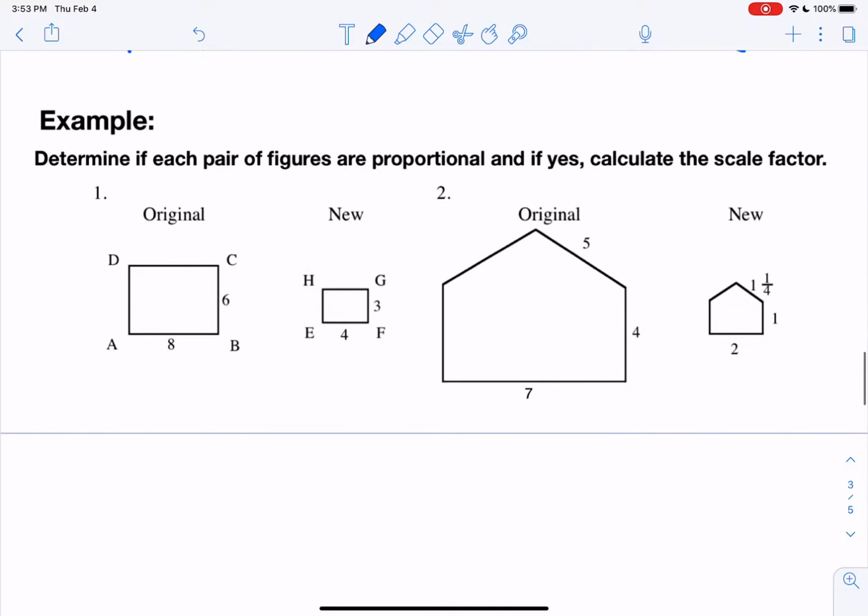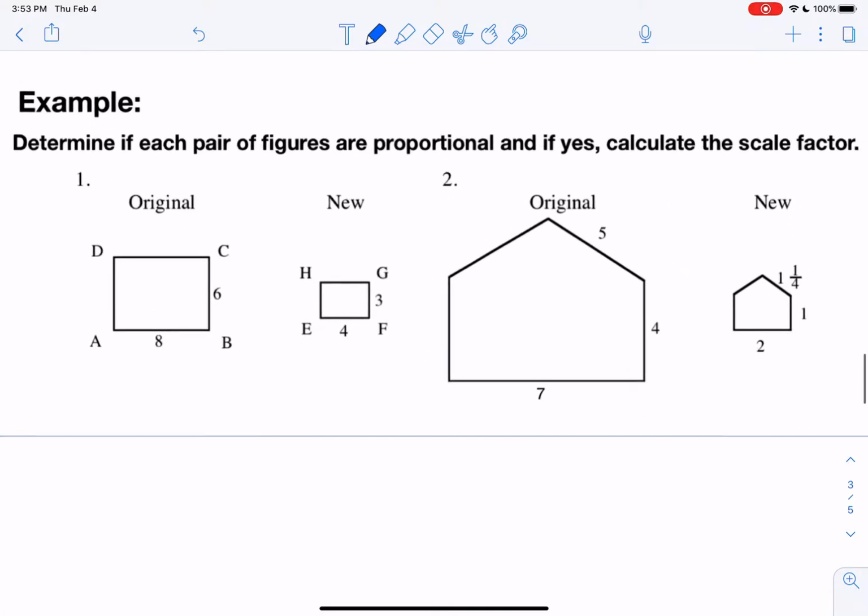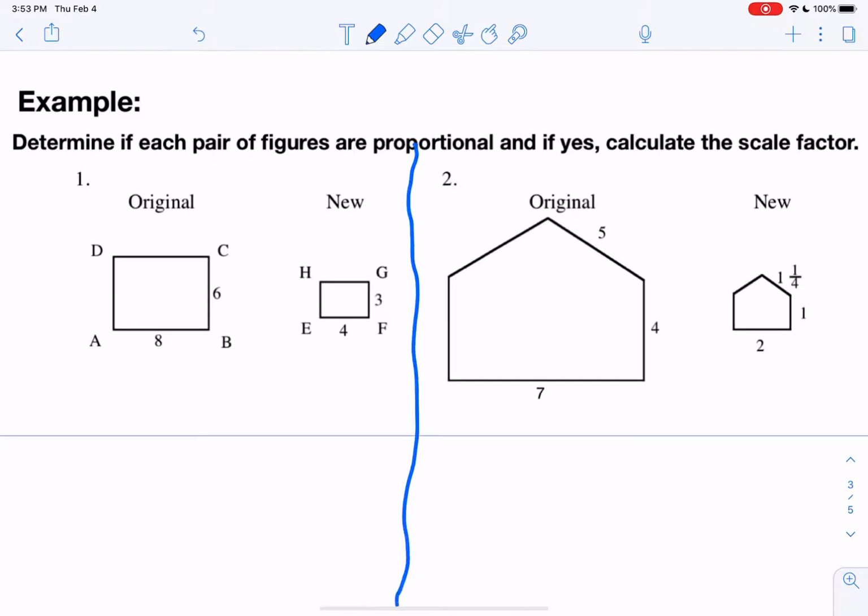Let's take a look at a couple of more examples. Now, these are two examples side by side. I'm going to go ahead and draw a line going down to kind of separate them so we don't get confused. And let's take a look at the first one. In the first one, we have two rectangles, okay? And we've been given the sides of these rectangles. And here's the original, here's the new.